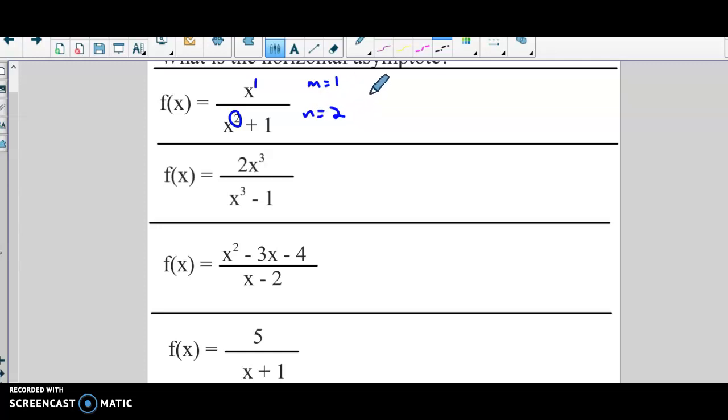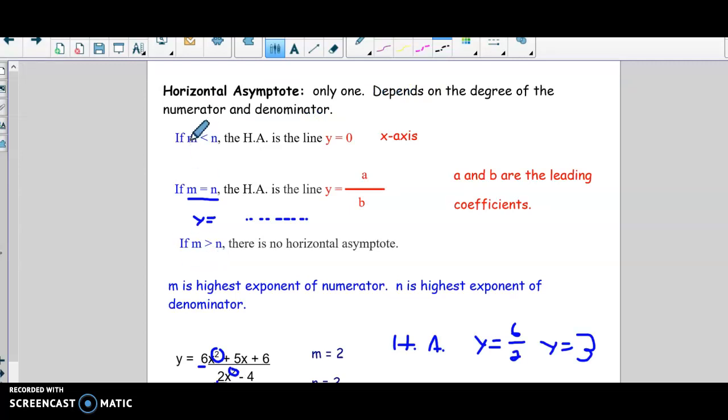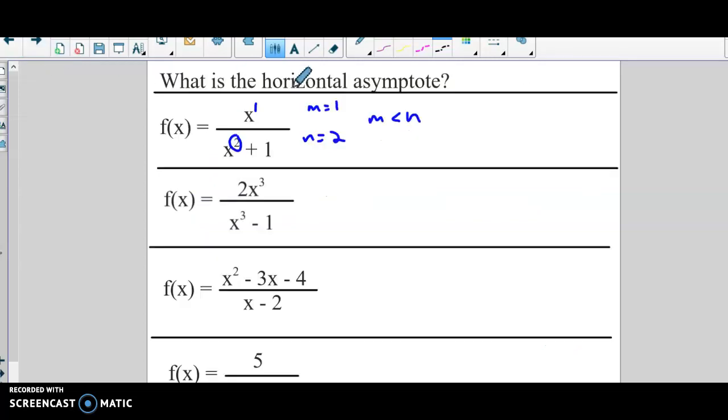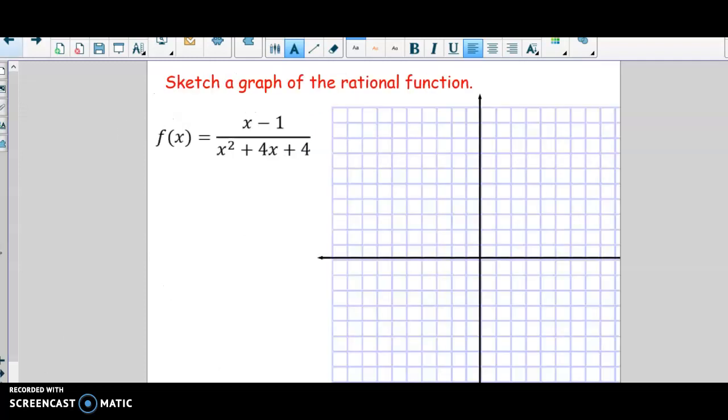N is bigger, right? So in this case, M is less than N. I'm going to flip back to my chart. When M is less than N, the horizontal asymptote is the x-axis, or y equals 0. So the answer to this one is that the horizontal asymptote is y equals 0. Pause the video and see if you can get the other ones.